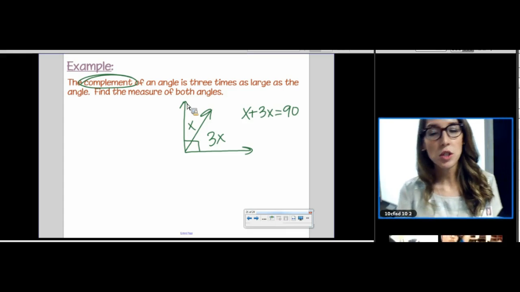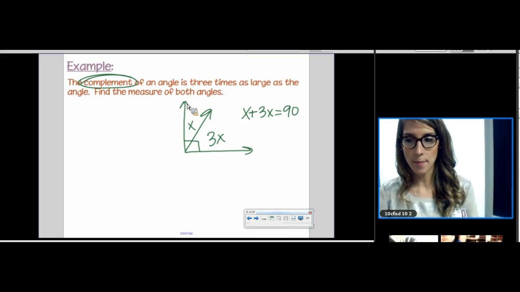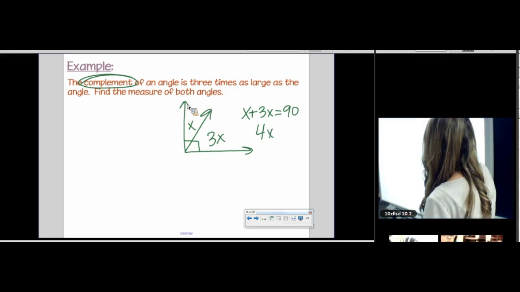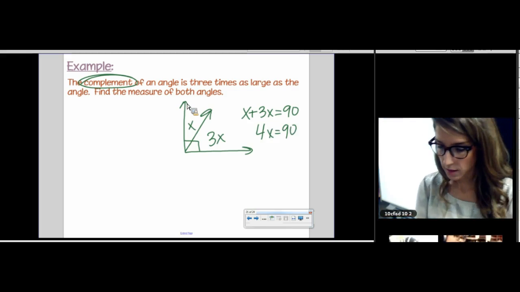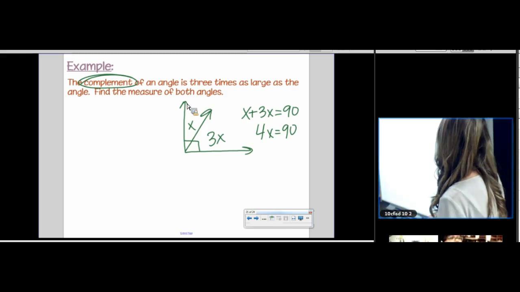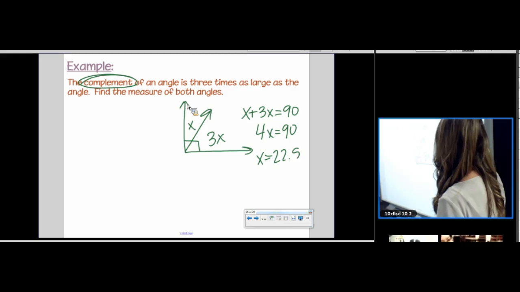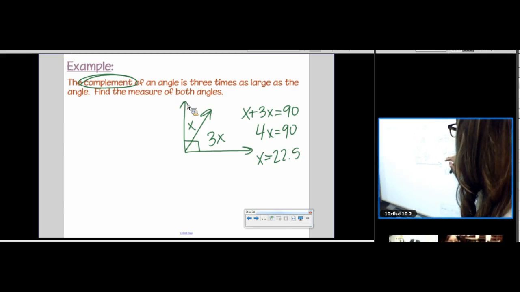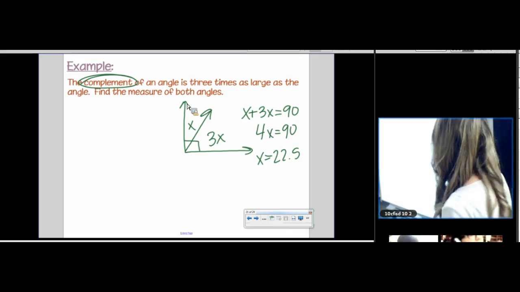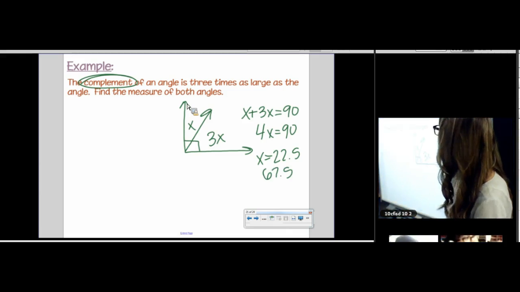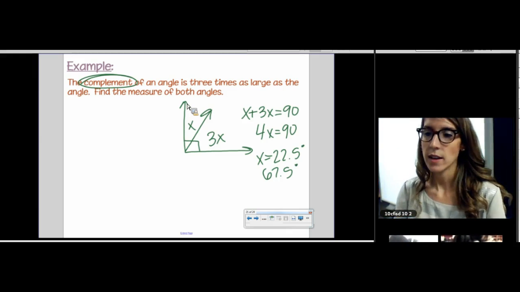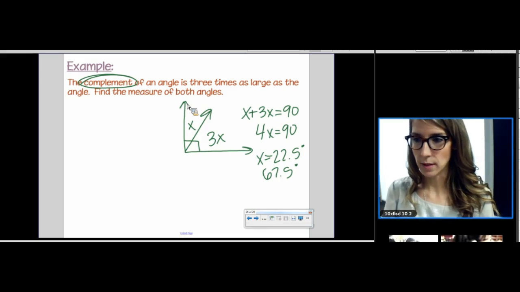Now, what students will do wrong is they'll take 90 and they'll just divide it by 3. But it's not 90 divided by 3. It's 90 divided by 4. So that's the important part of that one, okay? So x is 22.5, and that would be the measure of the angle, and its complement would be 67.5. So find the measure of both angles, 22.5 and 67.5. Can an angle be a decimal? Absolutely.